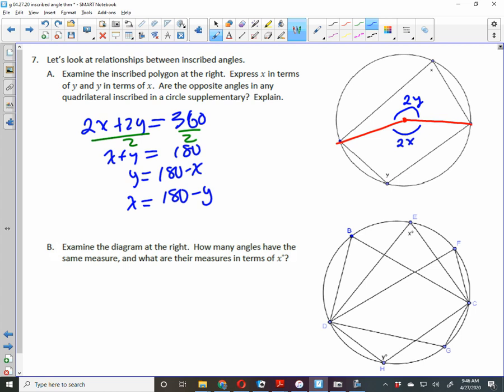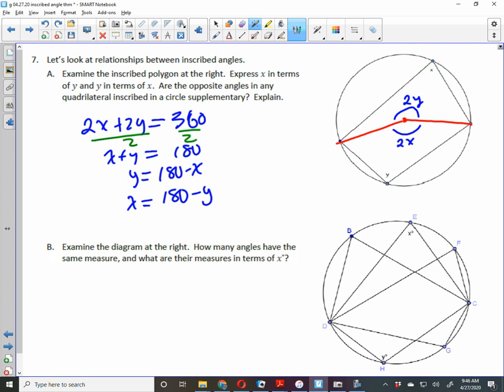Are the opposite angles in any quadrilateral inscribed in a circle supplementary? Clearly they have to be. Doesn't supplementary mean that they add up to 180 degrees? And if x plus y has to equal 180, then their opposite angles are clearly supplementary. That's kind of an interesting theorem.